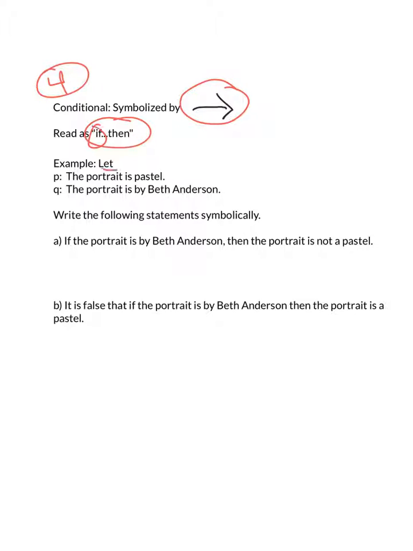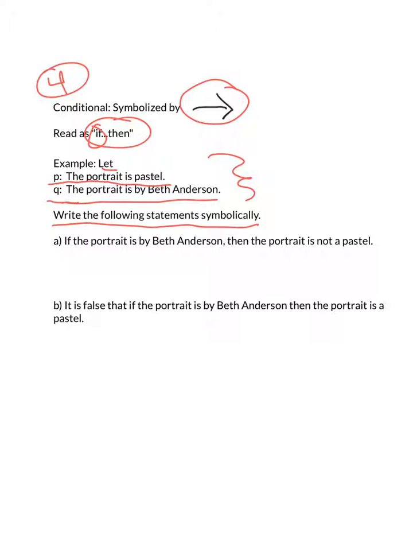So as an example, let P represent the idea that the portrait is pastel. Let Q represent the idea that the portrait is by Beth Anderson. Write the following statements symbolically. So we're going from English language to math symbols. They've done step 1 for us. They've already assigned letters, so we can jump right into step 2, the final answer.